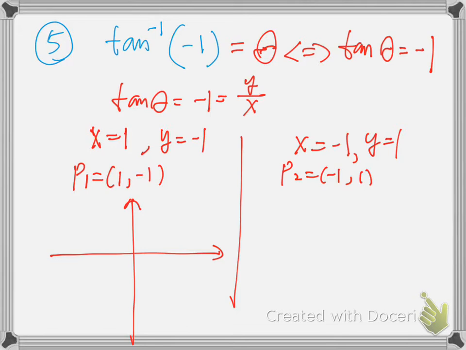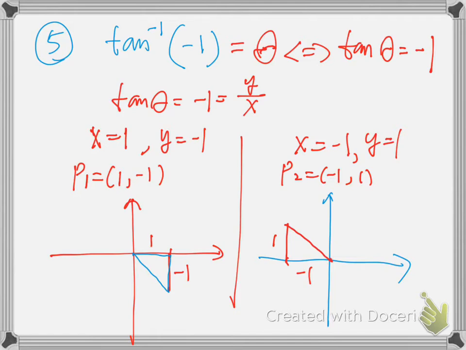So now P1, 1, -1. So here is 1 and then -1. So this is the triangle. And then P2, -1 and 1. So this is -1 and then go up 1. Now 1 and 1, so we know this is 45 degree. The reference angle is 45 degree or pi over 4.